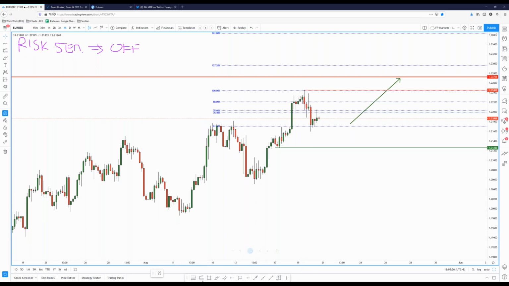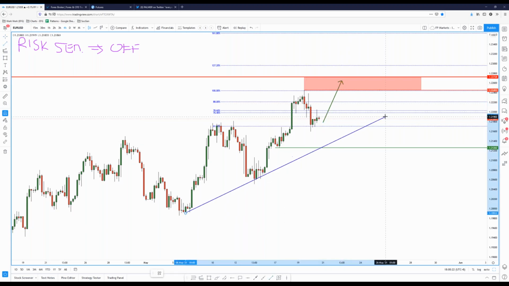Okay, so this could be a very large resistance zone for all you know, right? It could be a very large resistance zone. But not to worry, as long as price pushes up there, should be fine. Now, if we were to connect all these lows together with a trend line, it's not the nicest trend line.